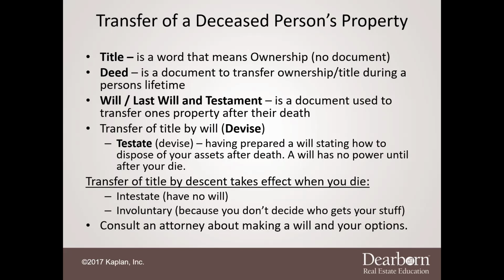Transfer of title by descent takes effect only when you die, and you die without a will. Intestate, they call that. Transfer of property by descent is an involuntary action because you don't get to decide who gets your stuff. It goes according to the law who can claim it. And you should consult an attorney before making a will and all that.